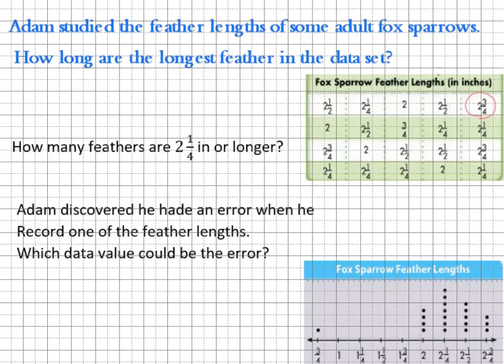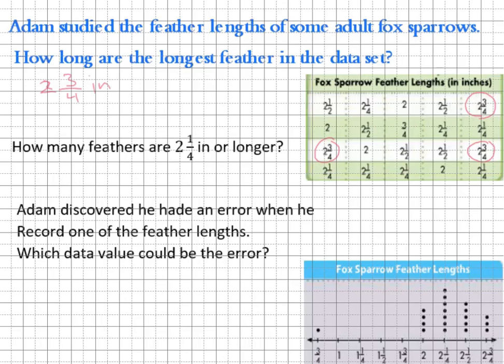If all of them are smaller than this, it means this is still the longest. Here, 3/4 repeated again and again. No number is bigger than 2 and 3/4. Then the longest one was 2 and 3/4 inch.